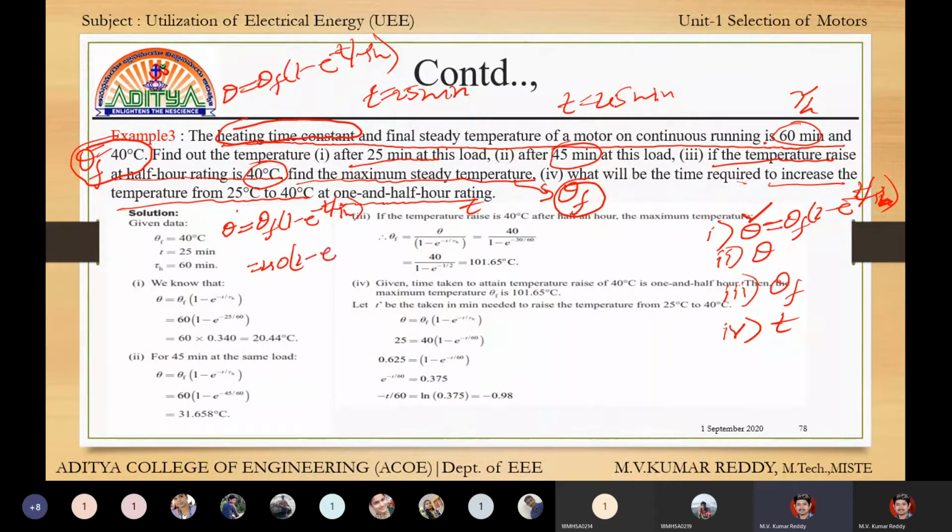1 minus e power minus, he asked for 25 minutes, that is 25 by tau h. Tau h is given as 60. Now 40 into 1 minus e power minus 25 by 60.